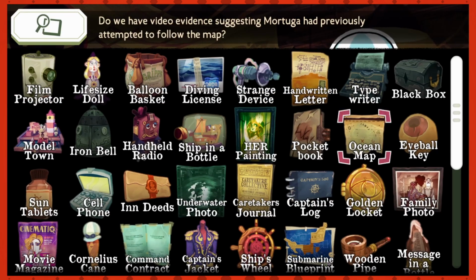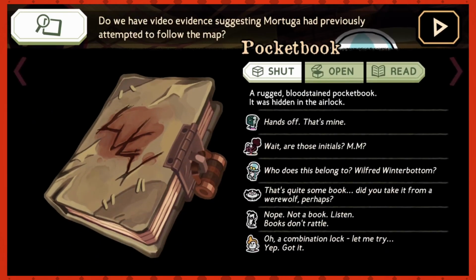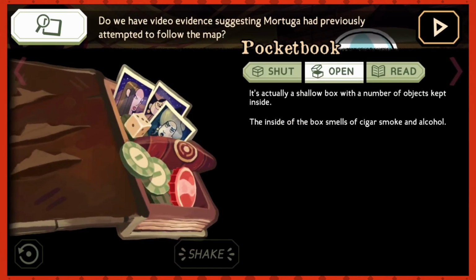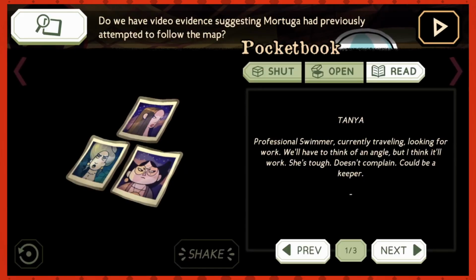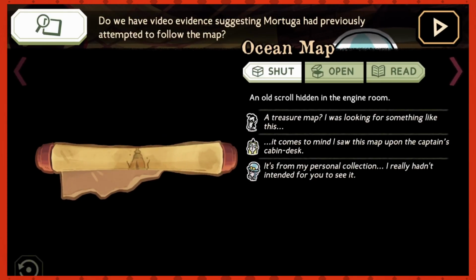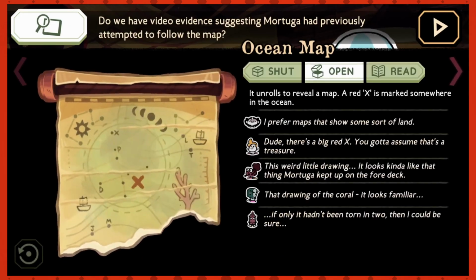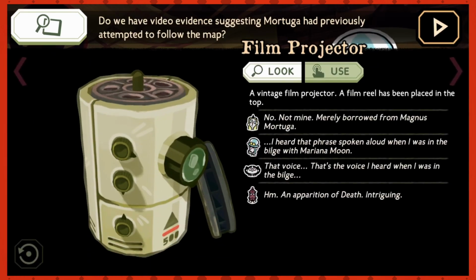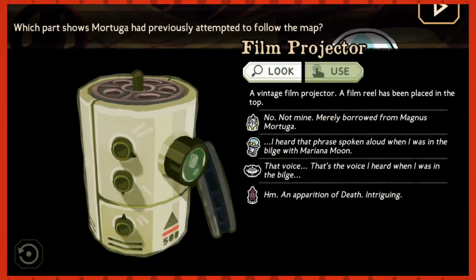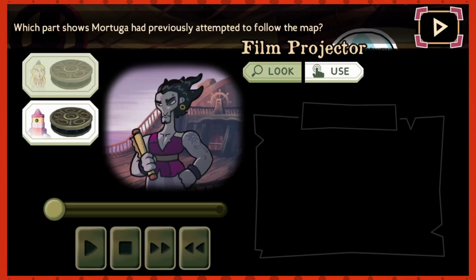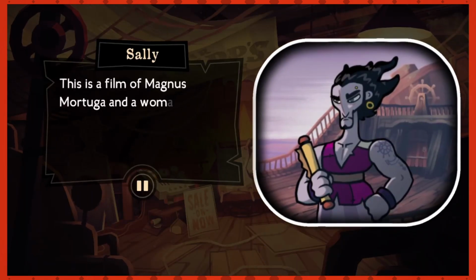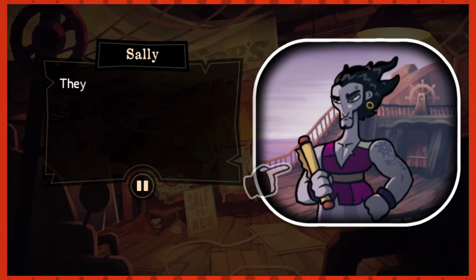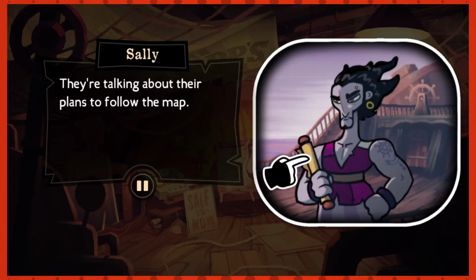Handwritten letter, typewriter, ocean map, pocketbook. We can't compare it. Do we? Oh, video evidence. I need to read these more carefully, man. I'm an idiot. This is a film of Magnus Mortuga and a woman named Felicia Stonetop. They're talking about their plans to follow the map.